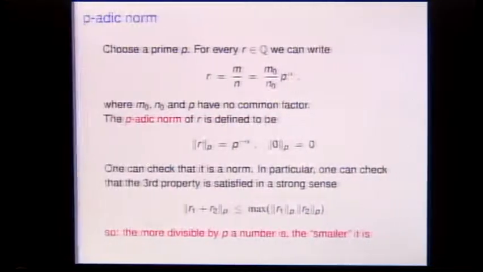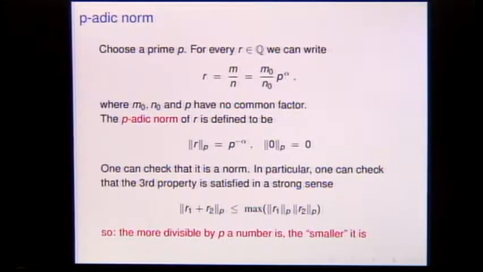However, there is more. Apart from the usual norm which we grew up with, we also have p-adic norms. If we choose a prime p, then for a rational number, we can write it as a ratio of two integers in this form, where m0, n0, and p have no common factor, and there is a power alpha here. So the p-adic norm of r is defined by this formula: it is p to the minus alpha, or 0 if r is 0.